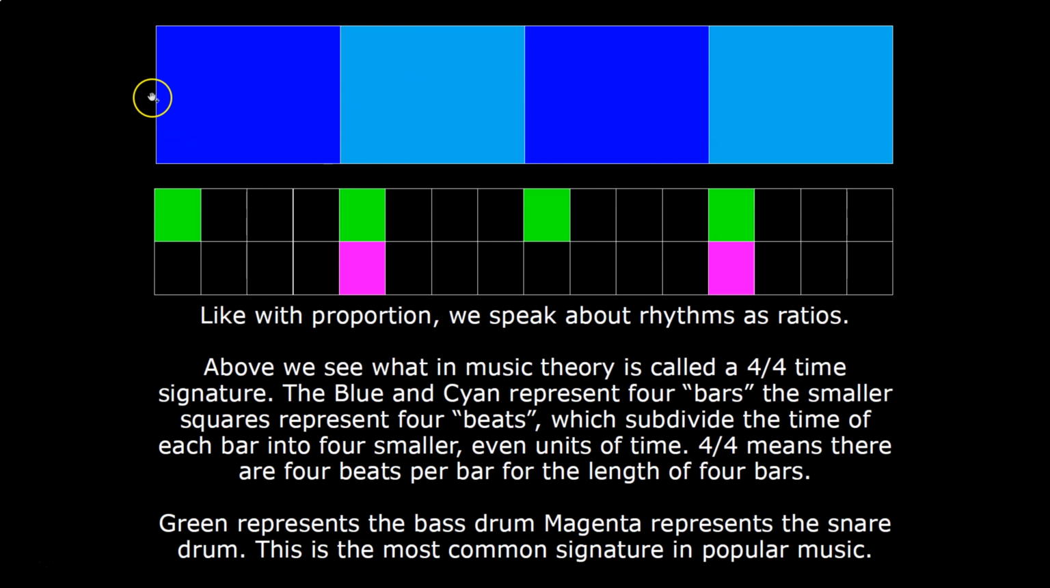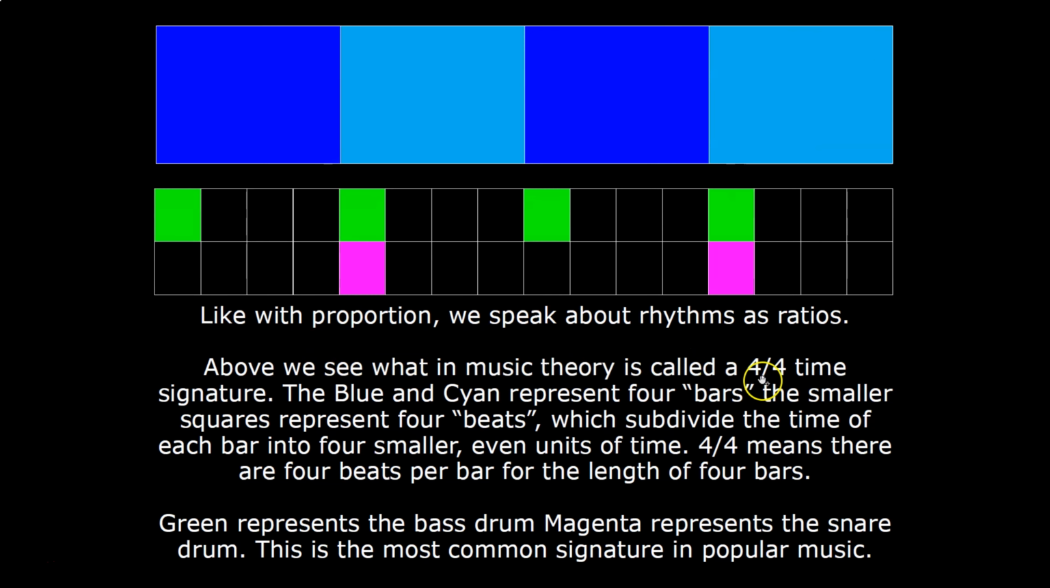In music theory, we would call this a bar of music, and this would be a bar of 4 beats. So if each one of these represented a beat, we'd be like 1, 2, 3, 4, 1, 2, 3, 4. We'd count that out. This is a bar with 4 beats in it.